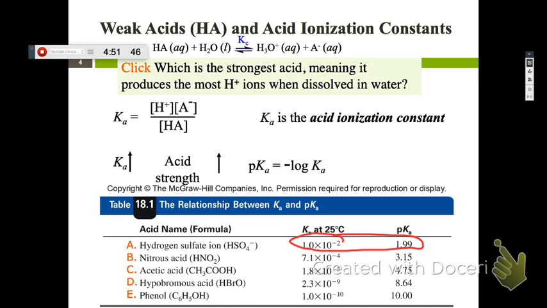So if you see 10 to the negative second, you would expect to see the pKa of that be about positive 2, because the negative flips the sign. So this guy down here, 2.3 times 10 to the negative 9. If you weren't looking over here, what would you expect the pKa to be? About 9, right? It's going to be a little above or below.